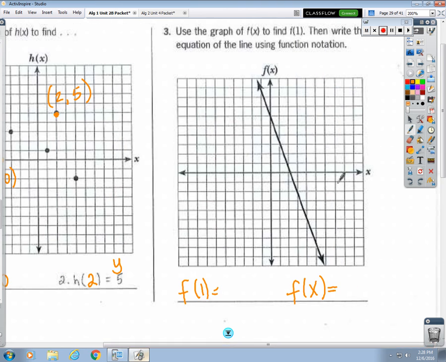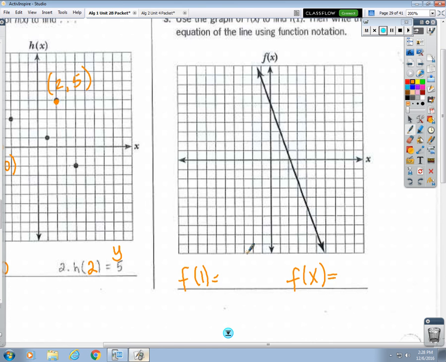Alright, number 3. Use the graph of f of x to find f of 1, then write the equation. Okay, well f of 1 means the x value is 1. So I go to 1 on the x-axis, and then to get to the line I have to go up 1, 2, 3.